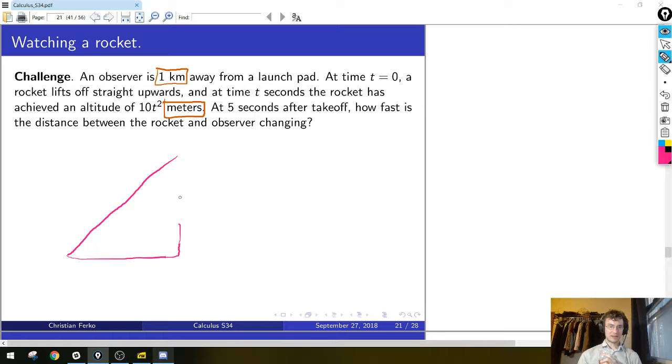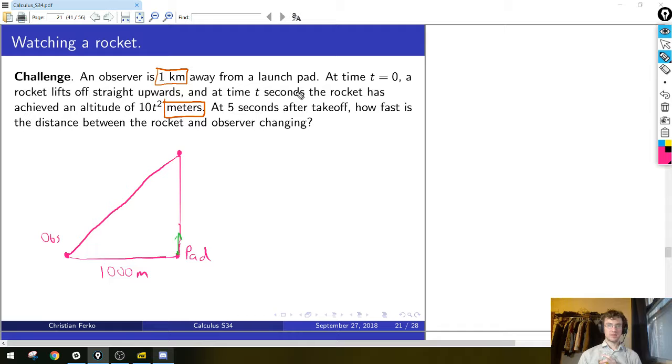With that in mind, we're talking about an observer who's 1 kilometer away from a launch pad. So I'll draw this like this. We're kind of viewing from the side. Here's the observer in the bottom left, here's the launch pad in the bottom right. The observer is 1 kilometer away horizontally, so I'm going to put in 1,000 meters here, doing the unit conversion right away. Now at time t equals 0, a rocket starts from this launch pad and starts moving upwards. I've drawn this picture at some later time t.